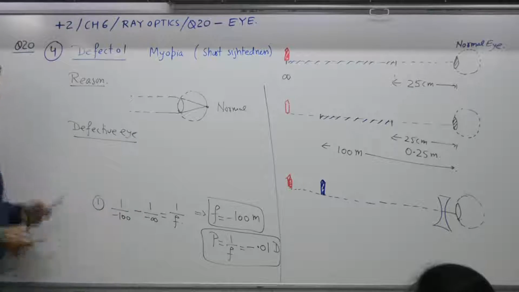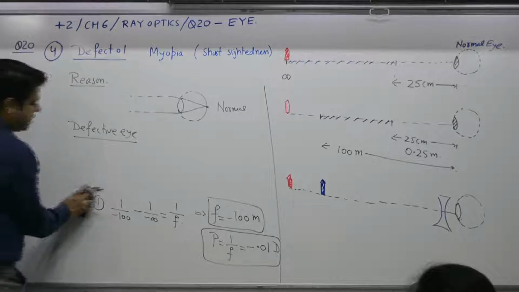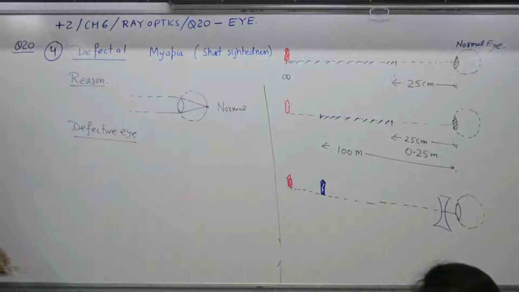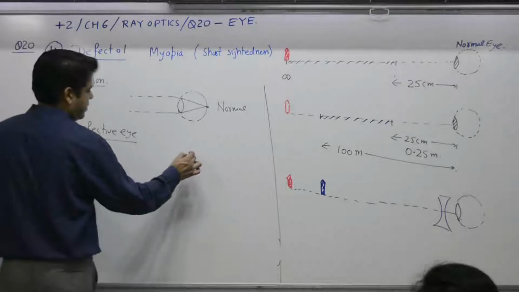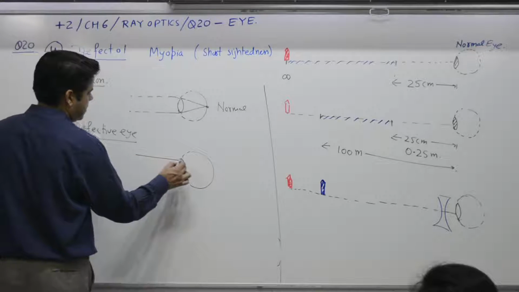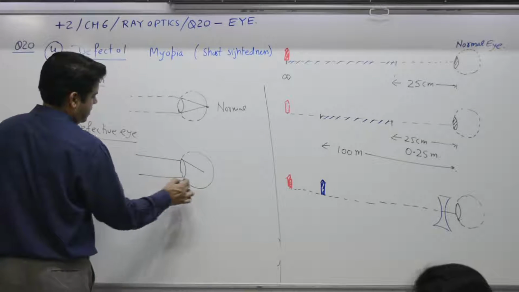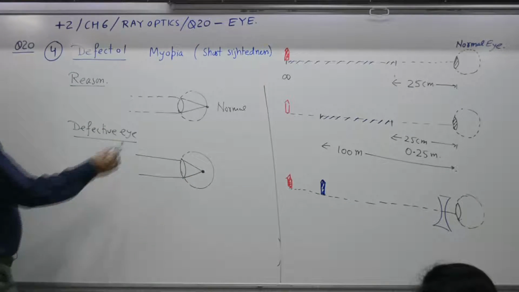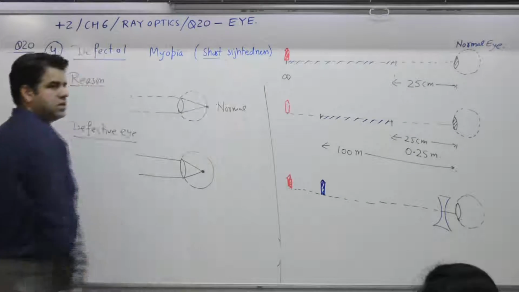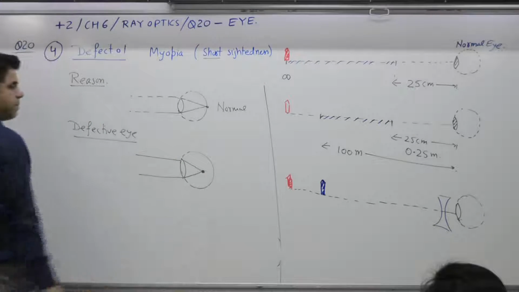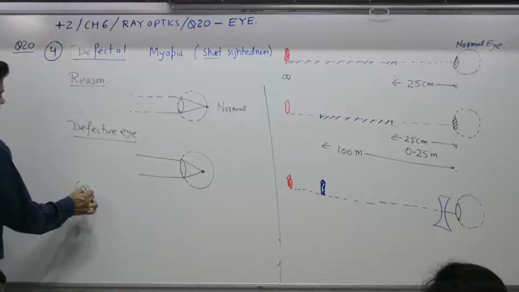Yes, for defective eye, anyone? Yes. Refer to the book and just see where it is. It is not at a retina. It is easy way to remember short. So it is defective eye. Corrected.